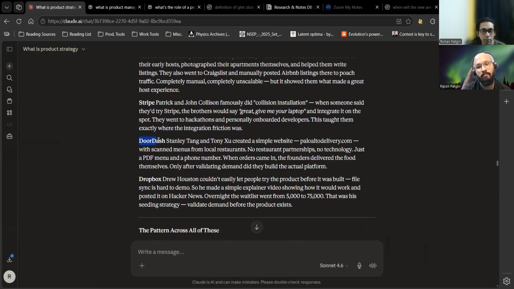Same for DoorDash. DoorDash is the Zomato of USA. I think it's the other way around actually. Zomato is the DoorDash of India because they did it earlier, I assume. So what they did, they just created a simple website with scanned menus from local restaurants. No restaurant partnerships, no technology, just a PDF menu and a phone number. When the orders came in, the founders delivered the food themselves. Only after validating demand did they build the actual platform.